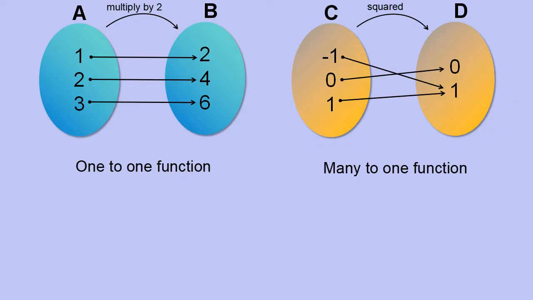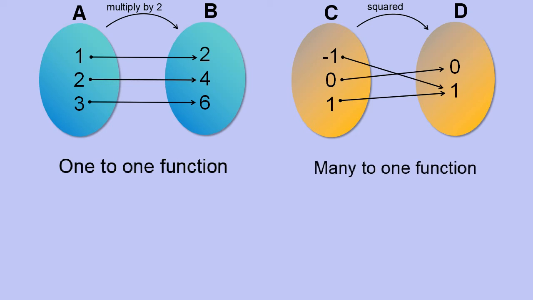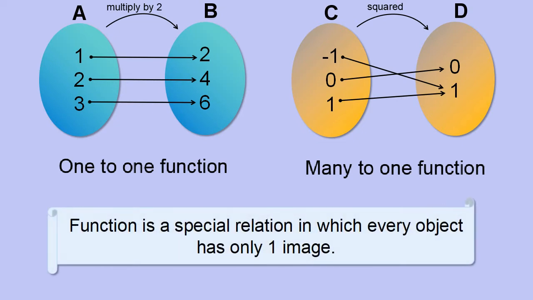Now let's look at these two relations. Set A is mapped to set B by a one-to-one relation. Meanwhile, set C is mapped to set D by a many-to-one relation. If you still remember, these two relations are considered function, as every object produces only one image.